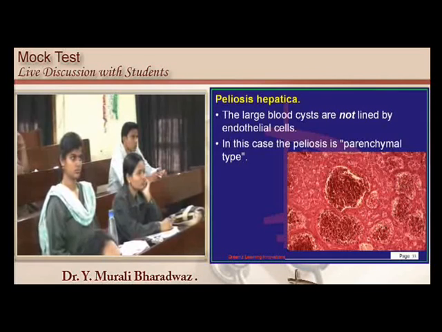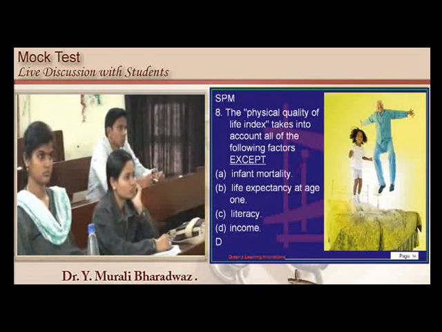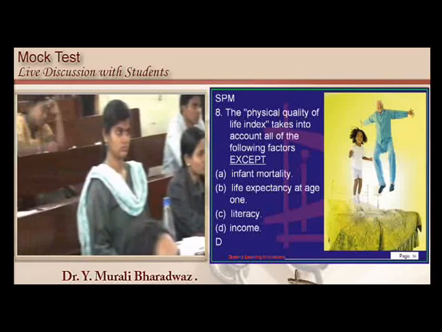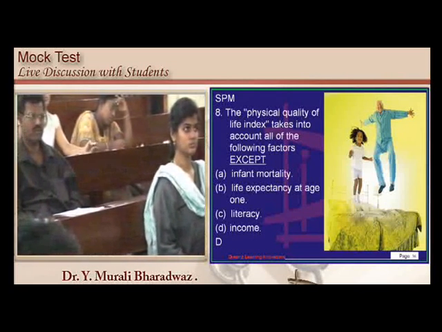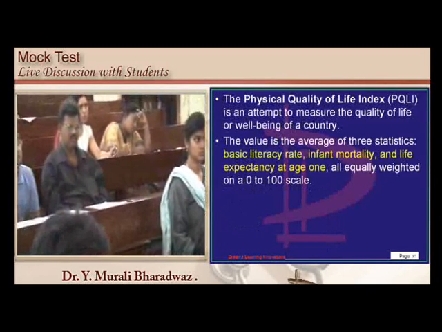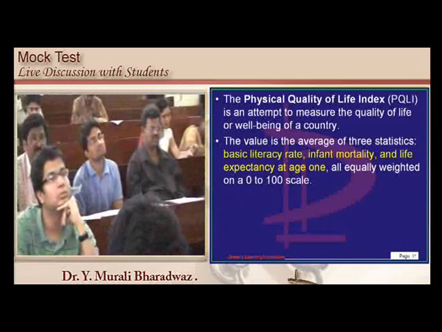Now the physical quality of life index does not take into consideration the income, because a poor man can be happy, a rich man can be miserable. So that's the reason income is not included, but infant mortality, literacy, and life expectancy at age 1 are all included under the physical quality of life index.